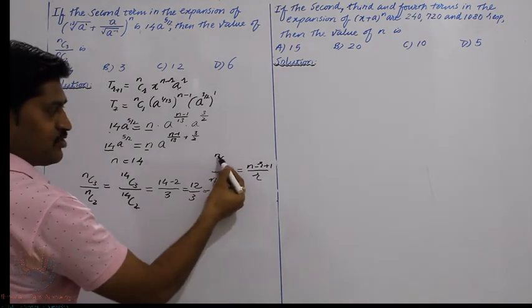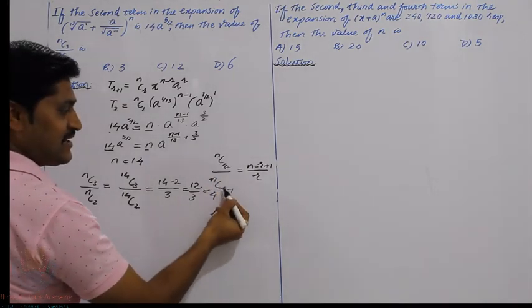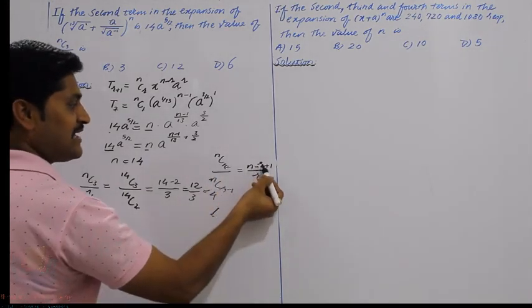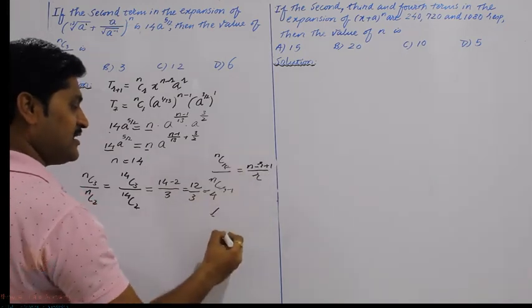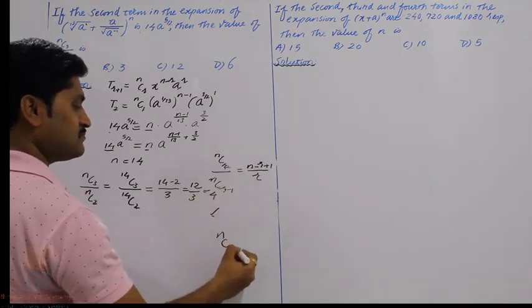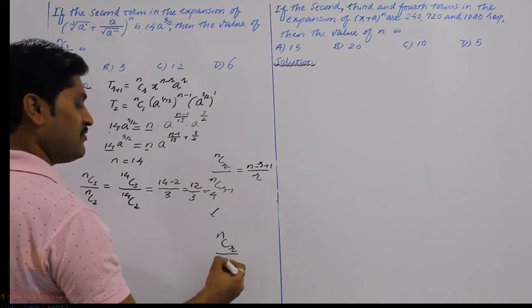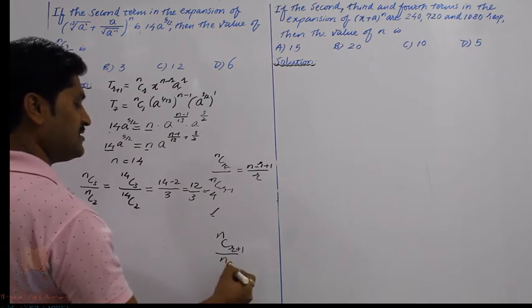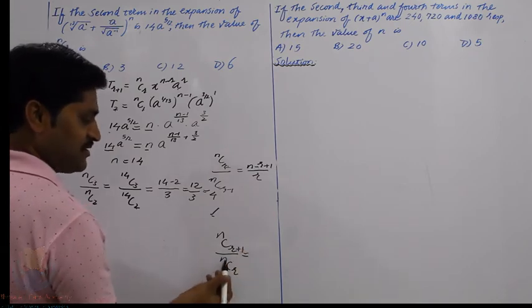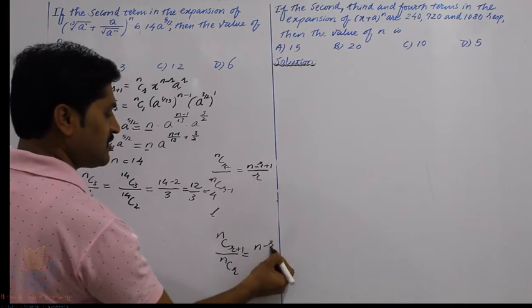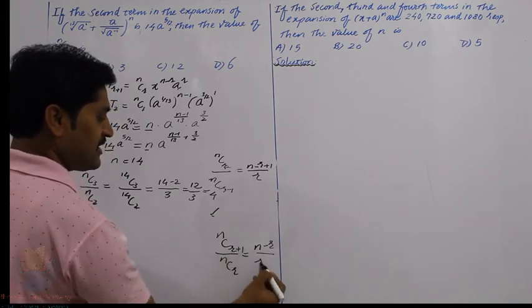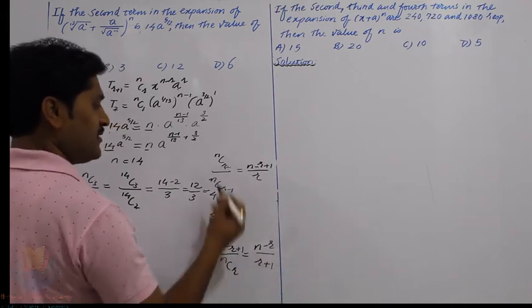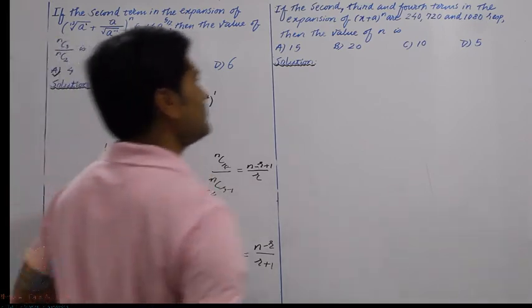So again I repeat the formula, nCr upon nC(r minus 1) is equal to n minus r plus 1 upon r. The same can be written as nCr upon nC(r plus 1), where we can take simply n minus r and r plus 1 as it is. So this will be also the same formula. So let's continue to the next MCQ.